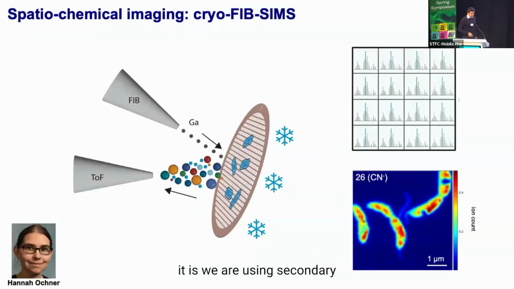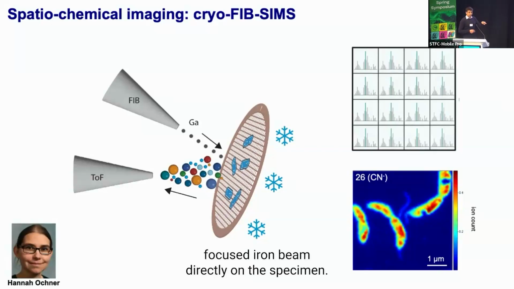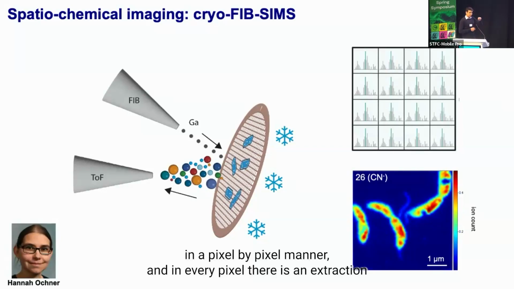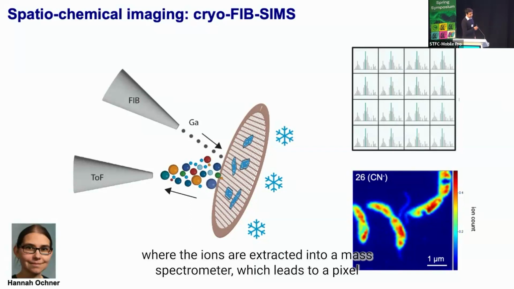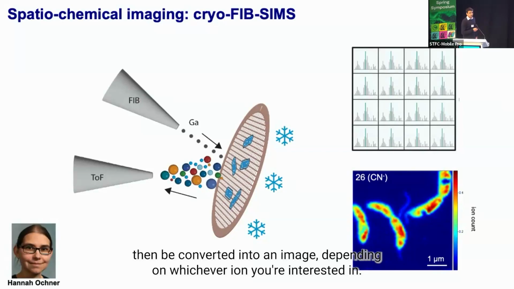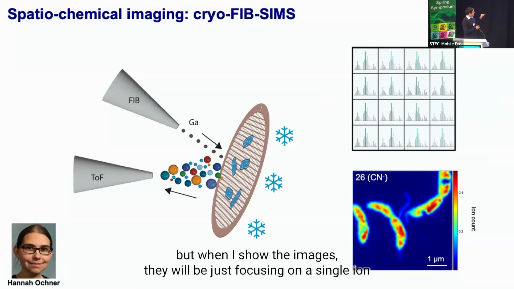The way we are doing it is we are using secondary ion mass spectrometry using a focused ion beam. We have a focused ion beam instrument which shoots a focused ion beam directly on the specimen. The beam is rastered across the specimen in a pixel by pixel manner. In every pixel, there's an extraction where the ions are extracted into a mass spectrometer, which leads to a pixel by pixel mass spectrum. This can then be converted into an image, depending on whichever ion you're interested in. So in theory, you have a mass spectrum at every pixel, but when I show the images, they will be just focusing on a single ion from that spectrum.